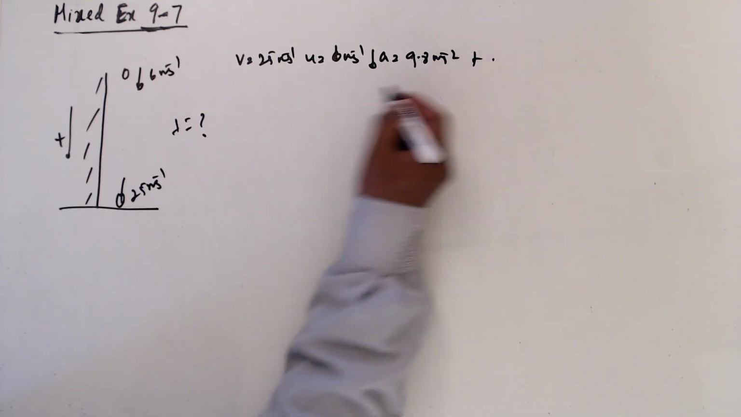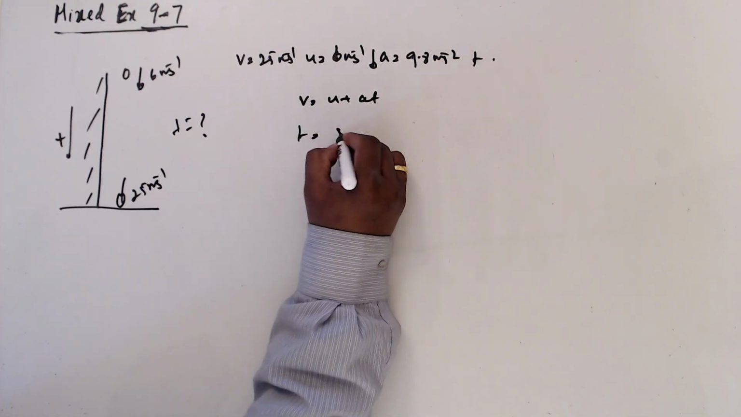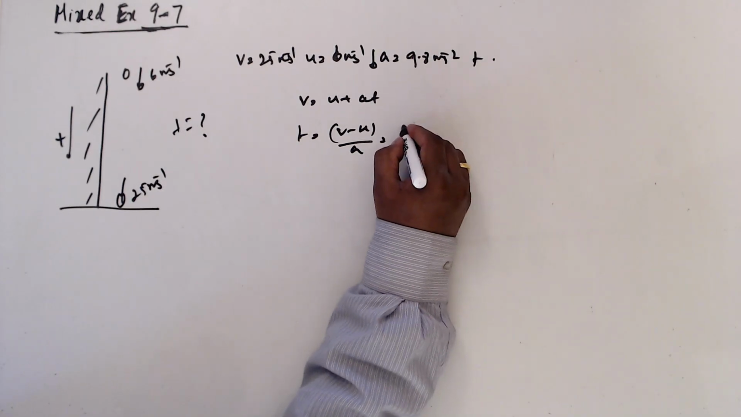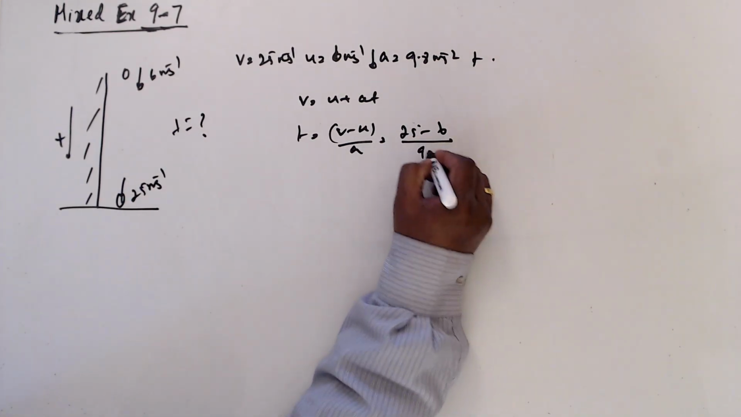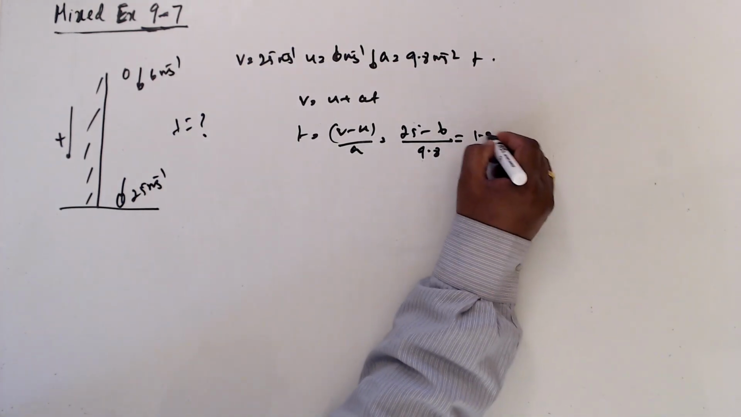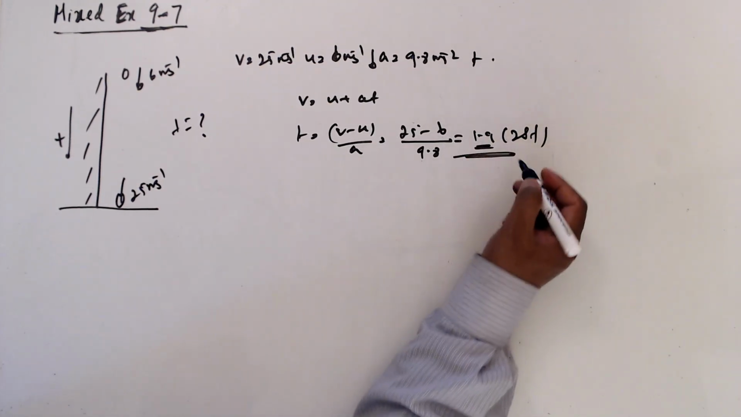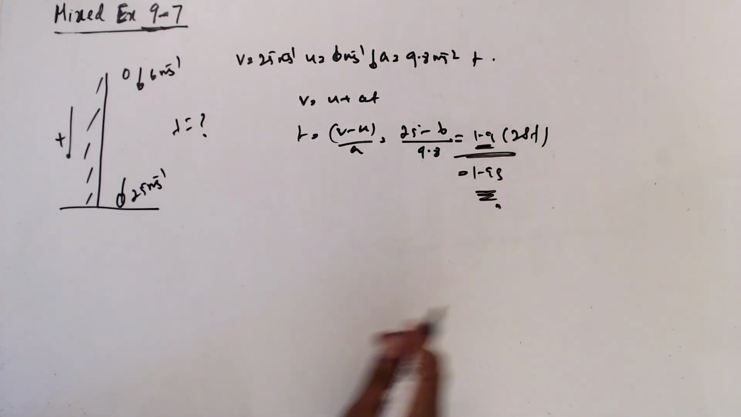We need t, so v equals u plus at. t equals v minus u divided by a. v is 25 and u is 6, divided by a, which is 9.8. This is going to be 1.9 to 2 significant figures. 1.9 seconds.